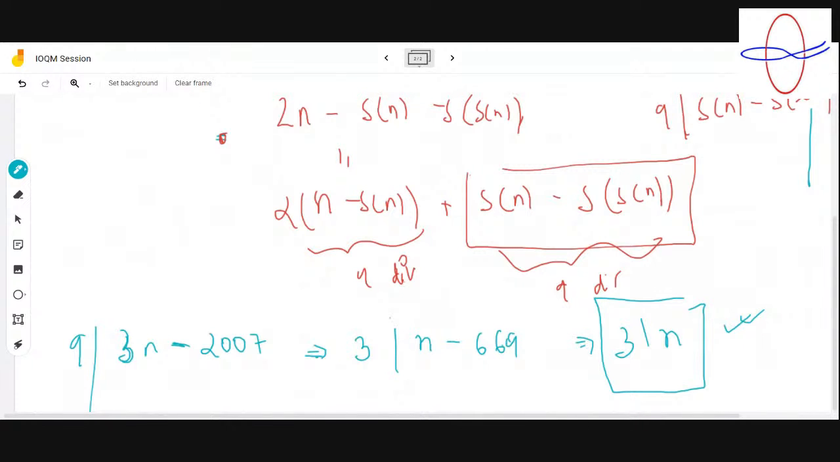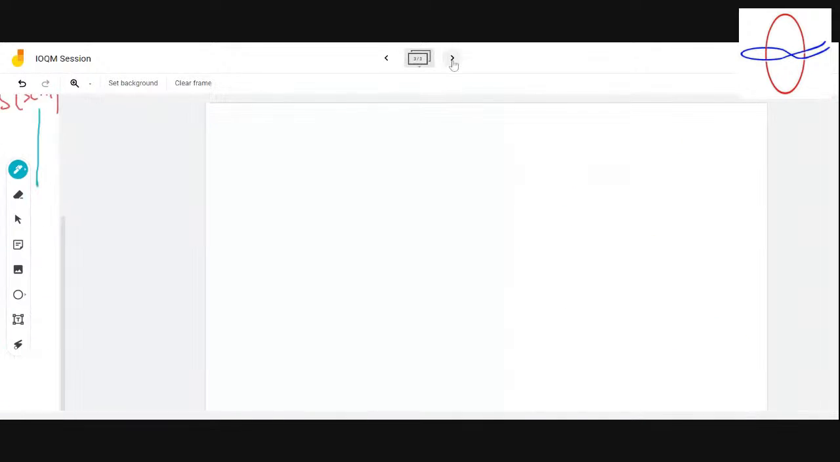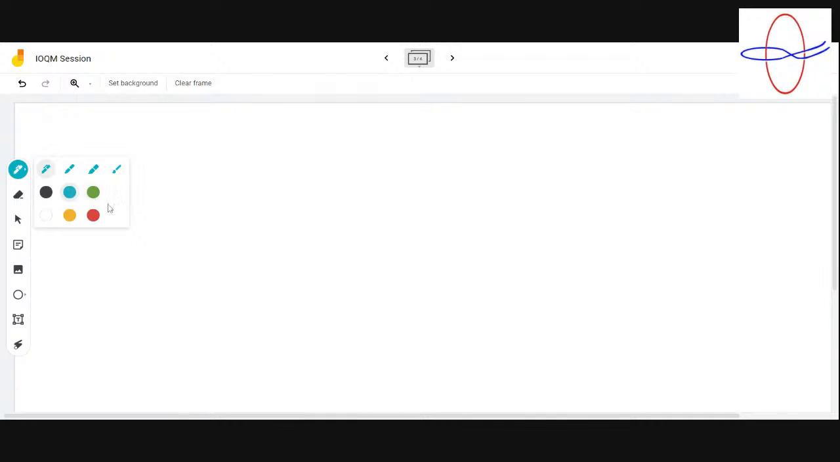Okay, it's easy. Did all of you understand it, guys? So we got that 3 divides n, but that is not going to help, because it will not happen for all n. So it's extra information.